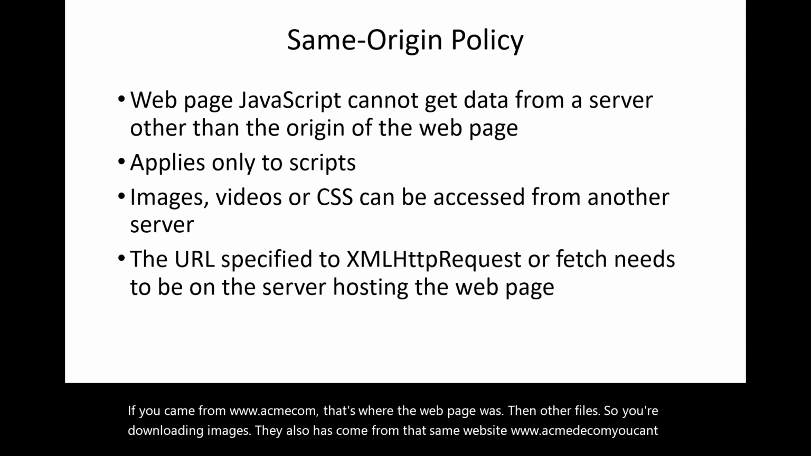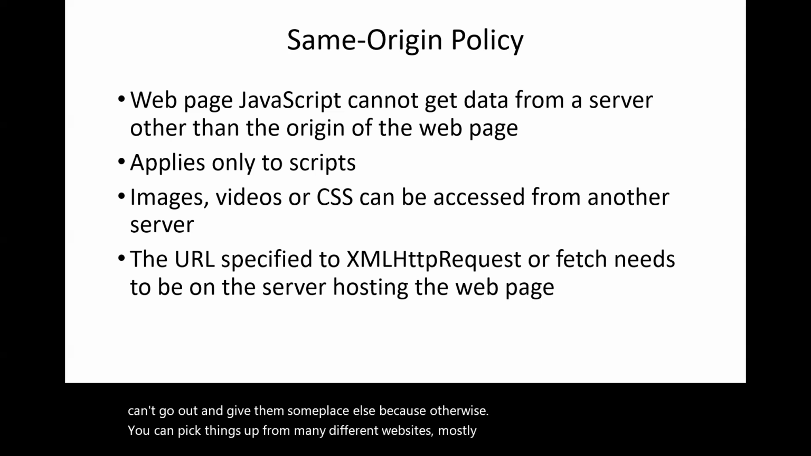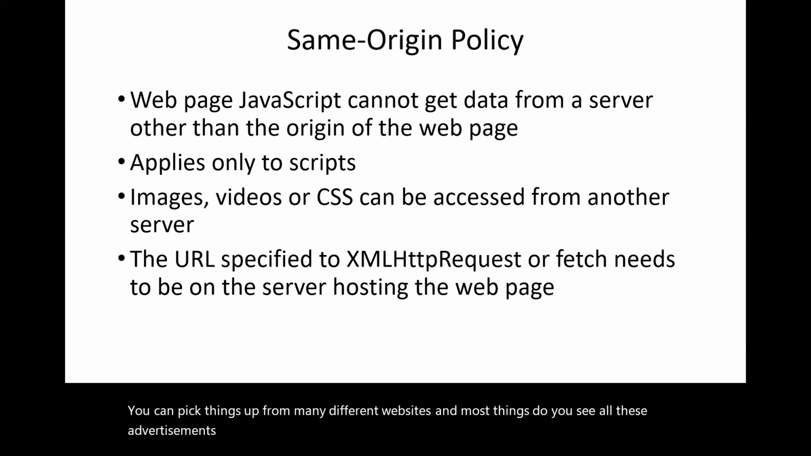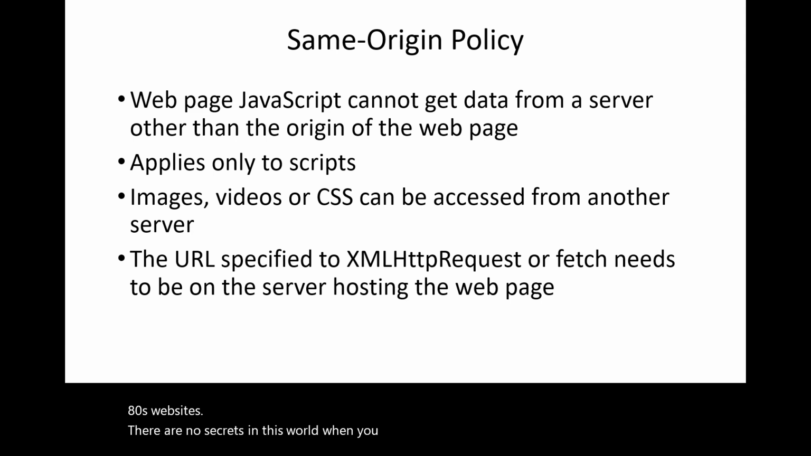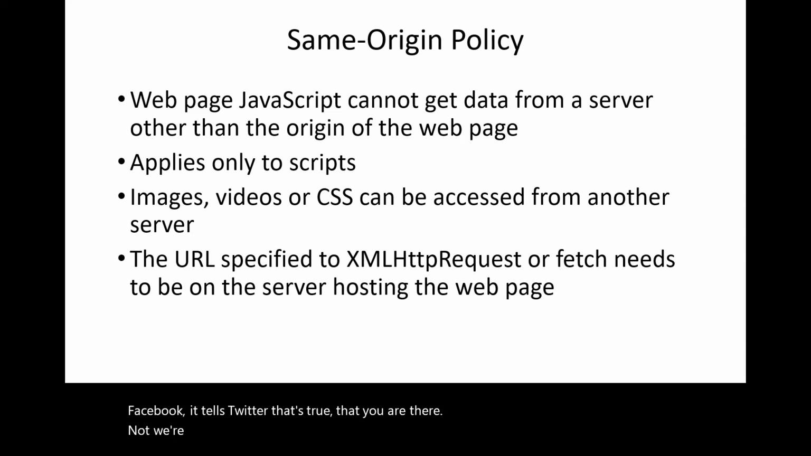You can't go out and get them from someplace else, because otherwise you can pick things up from many different websites, and most things do. You see all these advertisements with pictures, those all come from advertising websites. They don't come from wherever you're going. So if you go to A&T's website, there are no secrets in this world. When you go to A&T's website, it tells Google, it tells Facebook, it tells Twitter that you are there. We'll talk more about that when we get around to privacy, but there ain't no privacy in that website. So it goes out to many different places.